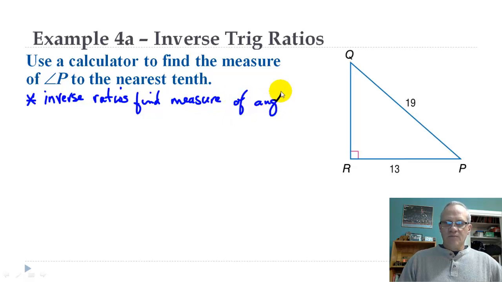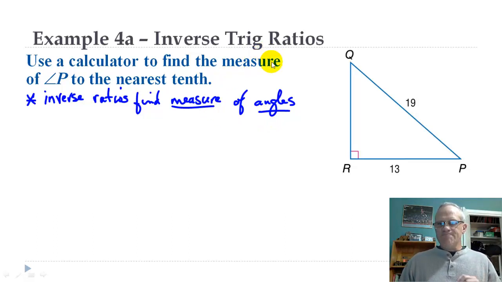Okay, so when we do the inverse trig ratios, we're finding the measure of the angles. When we're doing just a regular trig ratio, we're finding the sides. So that might be something that can help you there too. All right, so let's see what we can do here.